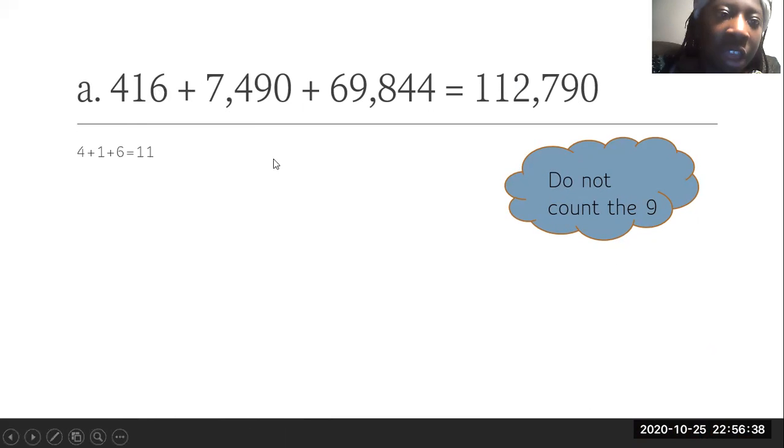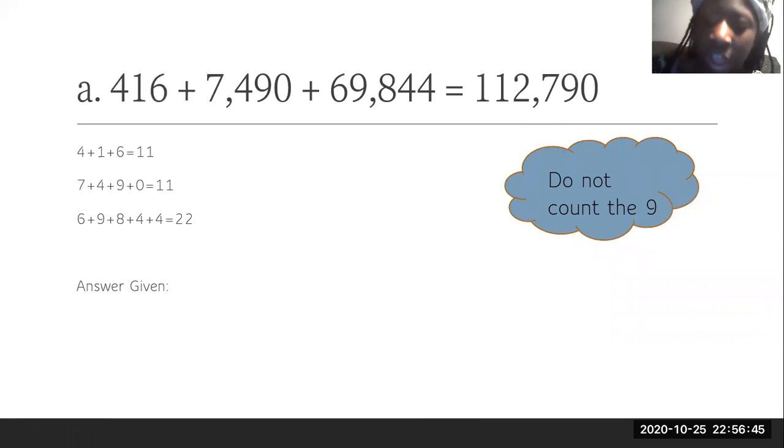So, like I said, you add each digit, which will give us 11 for this one, and 11, and then you'll get to your given answer, which is 11. And then 6, 9, 8, 4, and 4 is 22. Now, you will not add the 9, so it'll only be adding the 4 and 7, and that's how you get the 11. You'll not add the 9 in this row, so you'll only be adding 6, 8, 4, 4.